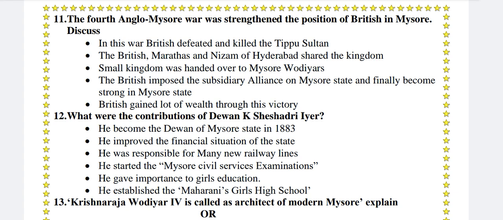What were the contributions of Diwan K. Sheshadri Iyer? Diwan K. Sheshadri Iyer became the Diwan of Mysore state in 1883. He improved the financial situation in the state. He was responsible for many new railway lines. He started the Mysore Civil Services examinations. He gave importance to girls' education. He established the Maharani's Girls High School.